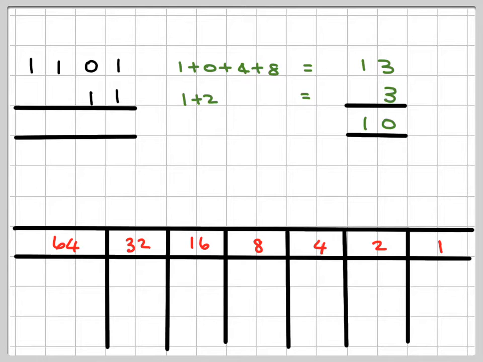Welcome to my lecture on subtracting binary numbers. Yesterday we looked at adding binary numbers. Today we're busy with subtraction.